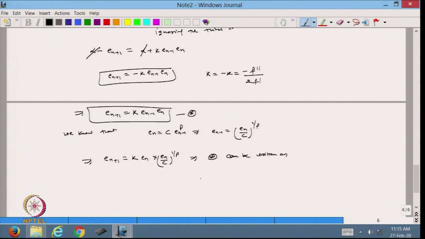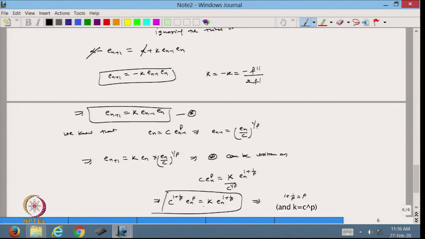So from here I can write this equation, equation number star, as C E_n power P is equal to K E_n power 1 plus 1 by P, C power 1 by P. Okay. So from here, this C I can take this side, so I will get C power 1 plus 1 by P, E_n power P is equal to K E_n power 1 plus 1 by P. So this one I will get. Based on this one I can say that P is equal to 1 plus 1 by P.